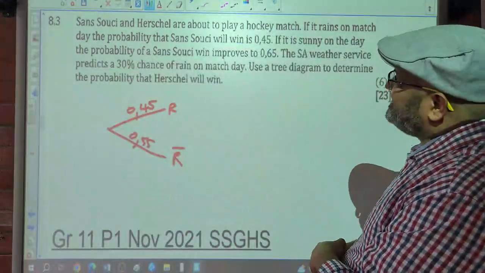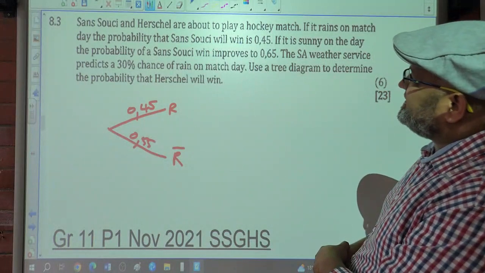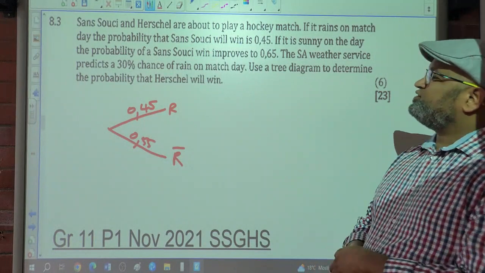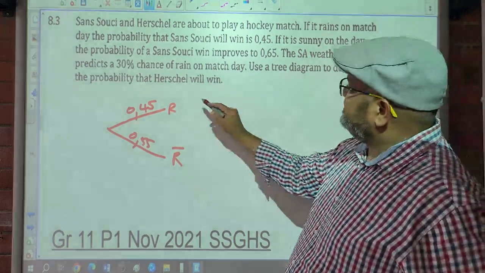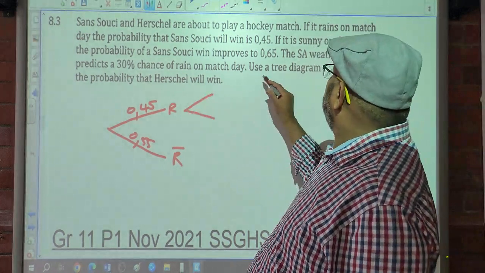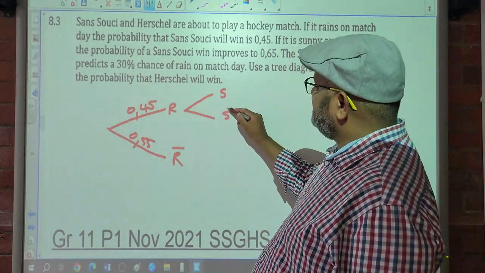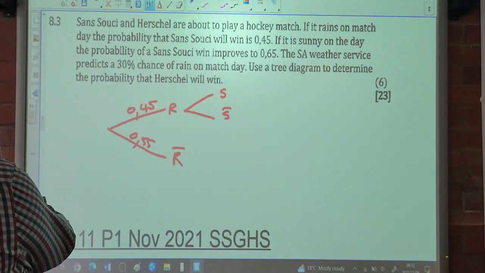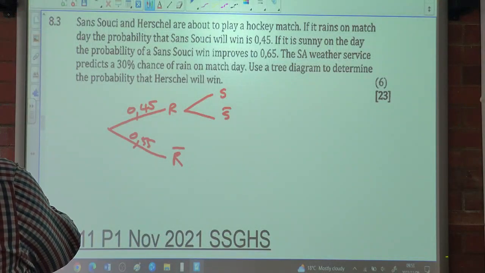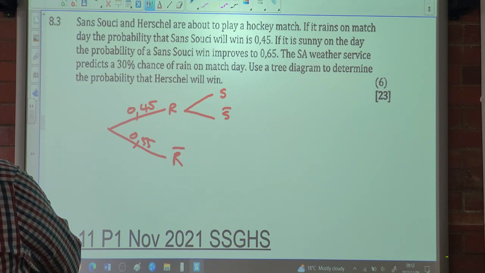If it is sunny on the day, the probability that St. Susie wins improves to 0.65. Looks like the St. Susie don't like the rain. Okay. So if it's sunny and not sunny. Okay. Oh, that's not right.